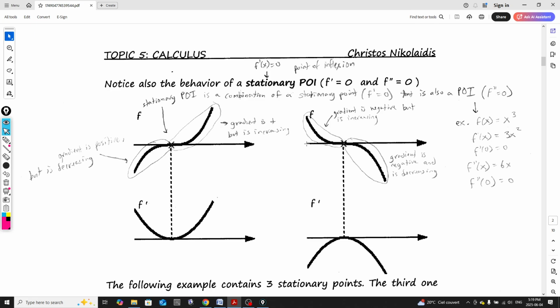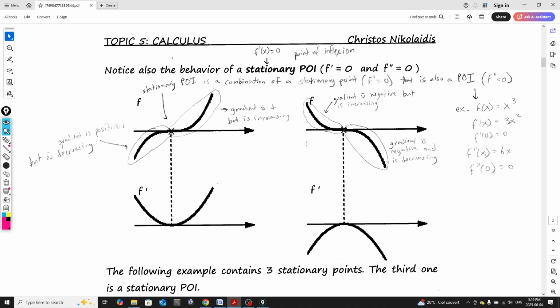Alrighty, so now let's talk about stationary points of inflection. We've already talked about stationary points. We know that stationary points are where f prime equals 0, and we know that points of inflection are where f double prime equals 0. A stationary point of inflection is a point where f prime equals 0 and f double prime equals 0. So it's a combination of both: a stationary point that also happens to be a point of inflection.